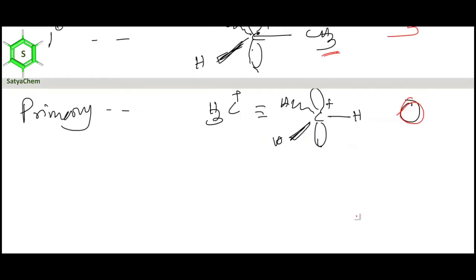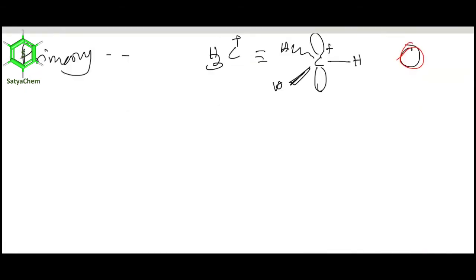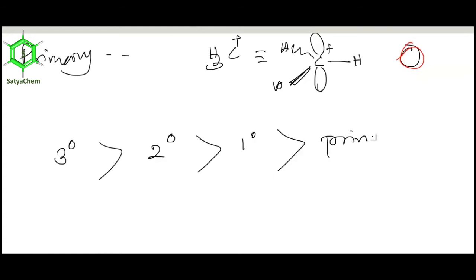Clear? So as I told you, the higher the number of hyperconjugative hydrogens, the higher the stability. So obviously the stability order will be this one. 3-degree greater than 2-degree greater than 1-degree greater than primary carbocation, so the highest stability will be for the 3-degree carbocation, and the same conclusion can be drawn from the plus I effect. Plus I effect also says the same thing.